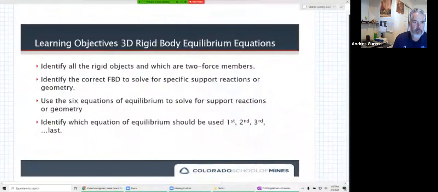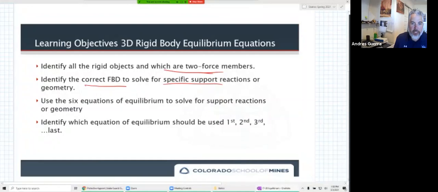So our learning objectives: we need to be able to identify all the rigid objects and which are two force members. We've talked about that same idea in 2D. That's going to be our list of possible FBDs. Our next learning objective is then to identify the correct FBD to solve for those specific support reactions or geometry.